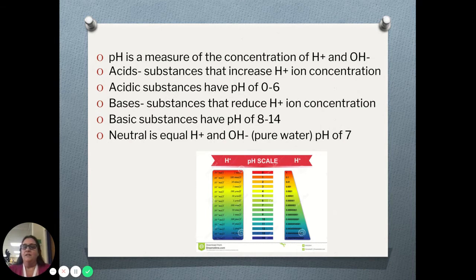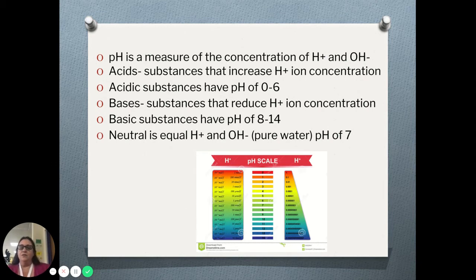Now, an acid is considered anything that has a pH of 0 to 6. I can't think of anything that has a pH of 0, but on the scale that we were just looking at, a pH of 0 to 6. And acids are things that increase the H plus ion concentration. What that means is they dissociate, or break apart, really easily in water. Like if you put HCl in water, the hydrogen and the chlorine are going to break apart, and it's going to leave a bunch of H plus ions sitting in the solution. So we call that an acid, because it increases the H plus ion concentration.